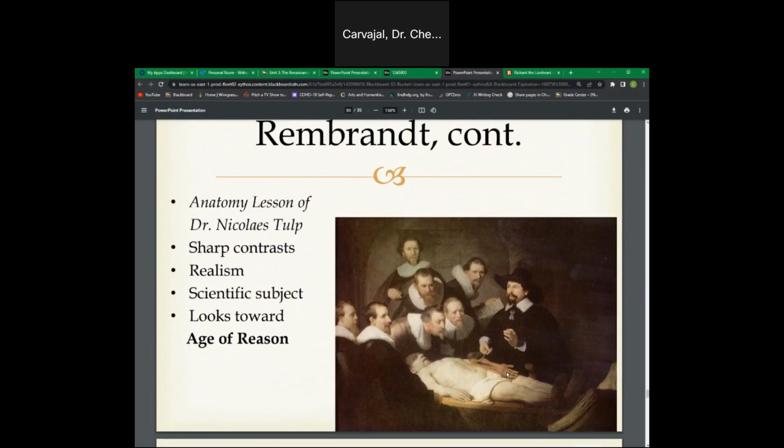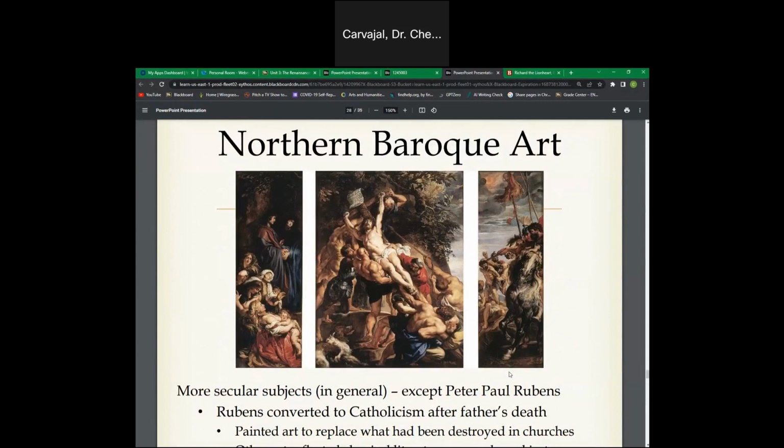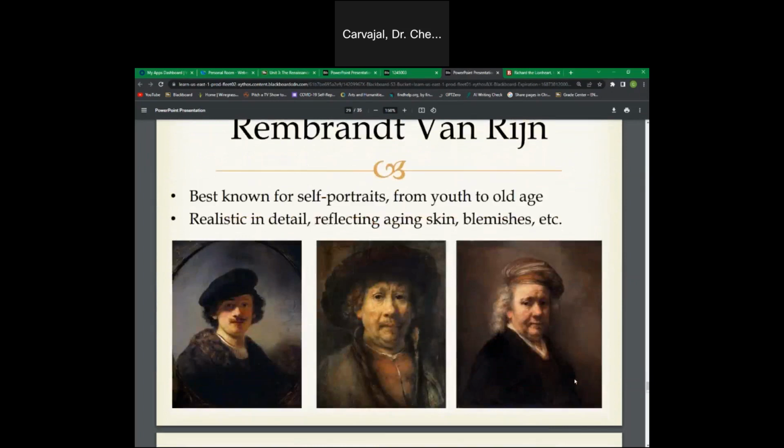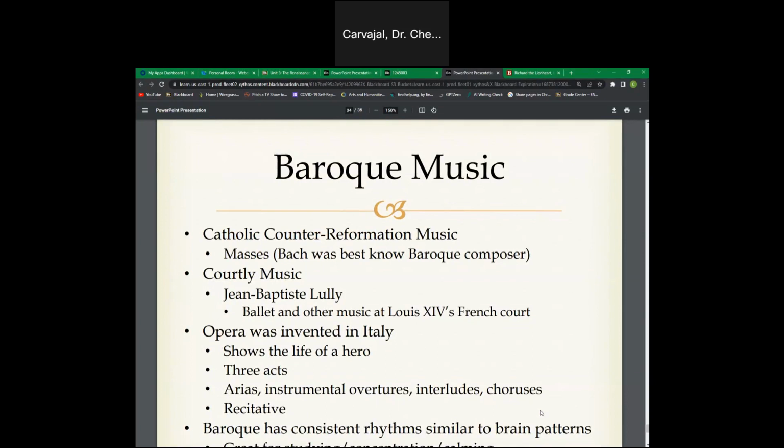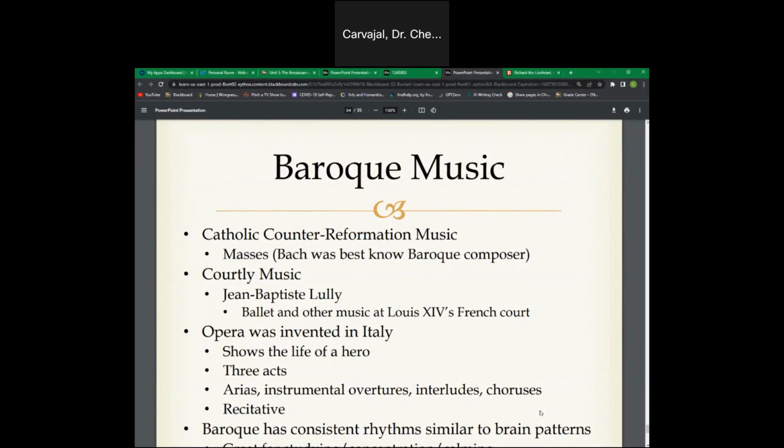Rembrandt's the same. And the only reason that we have any religious art from Rubens is because he converted to Catholicism later in his life. So just as in the Northern Renaissance, in the Northern Baroque, religion does not hold sway in art. Two-dimensional and three-dimensional art is no longer religious up in the north, except again, when you're publishing illustrations in a book.